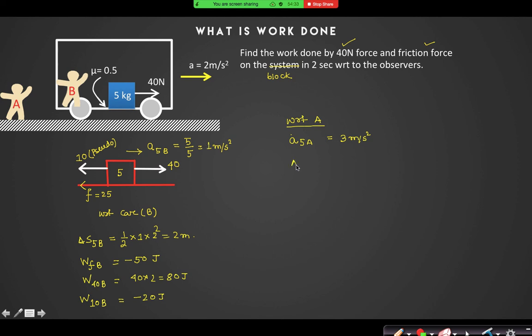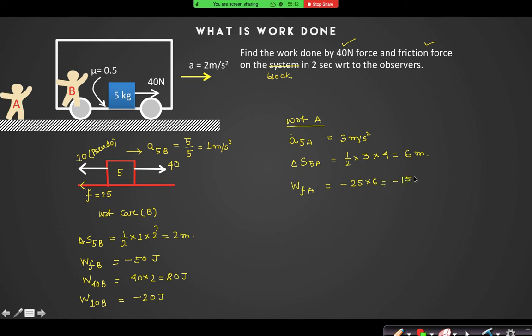First, one is with respect to B and plus 2. Yes. So what is the displacement of the 5 kg block with respect to A in 2 seconds? Is it 6 meter only? 6 meter. Yes. So what is work done by friction force with respect to A? Look, now the friction force does not change. Will the force change in a reference frame? No. So work done by friction force is minus 25 into 6, yes or no?